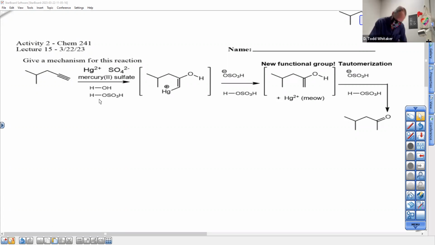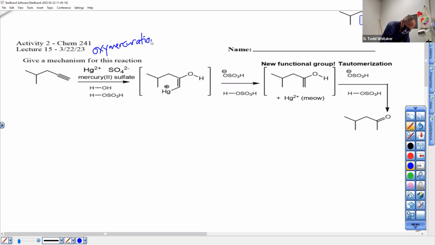The reaction has the same name to start with: oxymercuration. The demercuration is done with a proton in sulfuric acid, and they name it protonolysis. A good name, I like that. It says a proton is used to cut the molecule up. That's what lysing is, cutting. Okay? So that's what we're going to do.